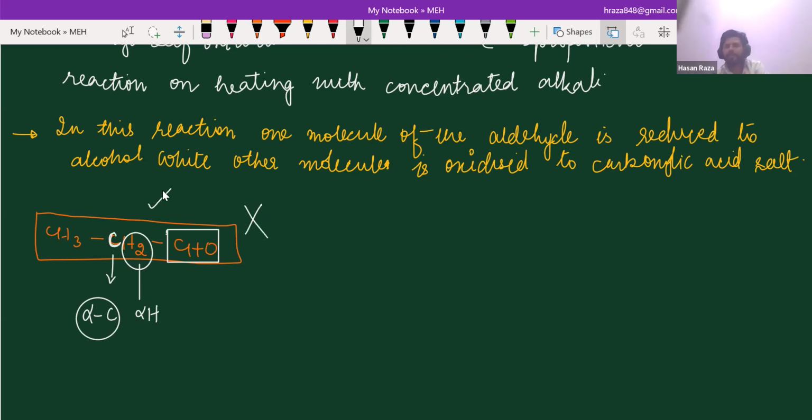Aldol reaction takes place in the aldehydes where there is alpha hydrogen. Cannizzaro reaction will take place where there is no alpha hydrogen. Is that clear, Nafisa? Yes, sir.